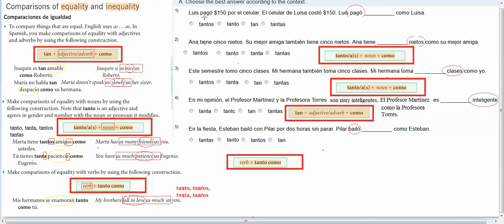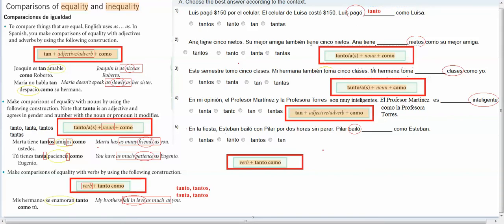So let's do some practice. Luis pagó 150 por el celular. El celular de Luisa costó 150. Luis pagó blank Luisa. So what's missing? Luis paid 150 for his cell phone. Luisa paid 150 for her cell phone. So Luis paid as much as Luisa. We're talking about as much as, this is a verb. So when you have the verb construction, it's tanto como. So you want to say Luis pagó tanto como Luisa.